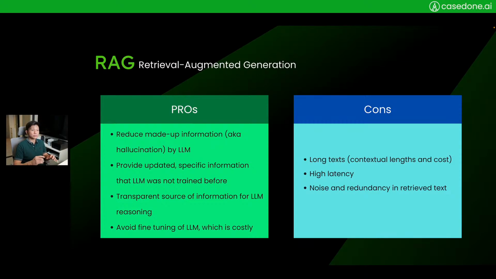to do that. On the con side, because you need to provide context for the large language model to work and answer, you will use up tokens and use up contextual length, and therefore there is cost associated with it. Because you also have long context length, it takes time to compute.